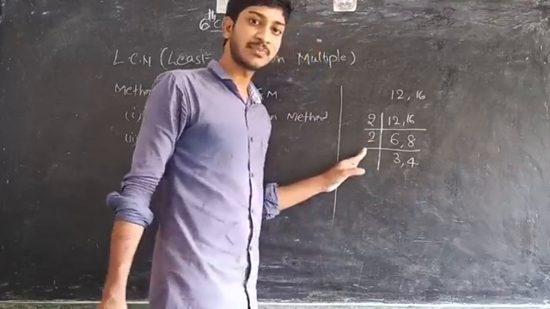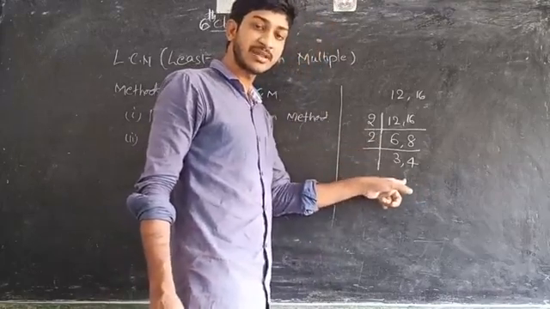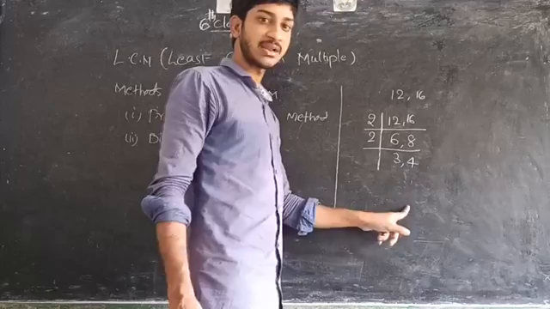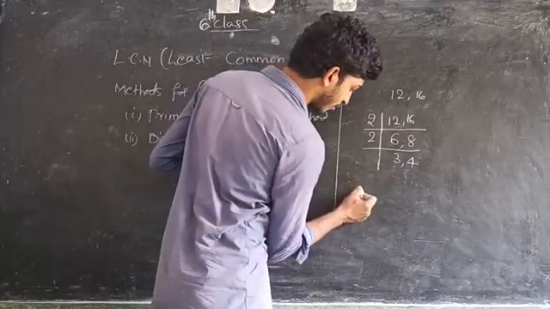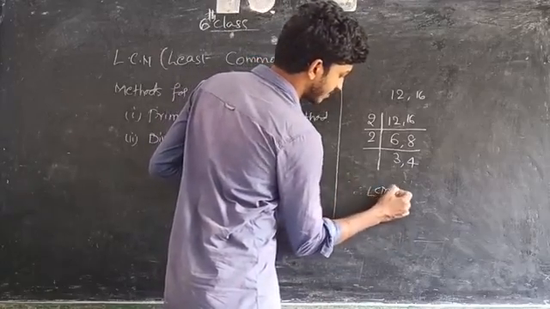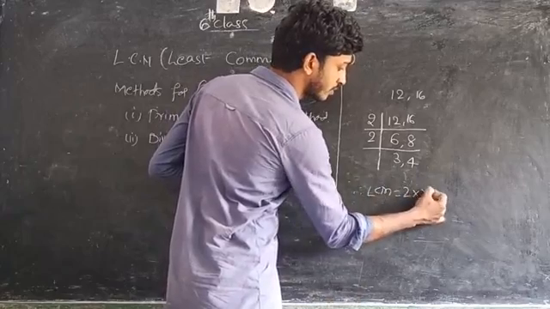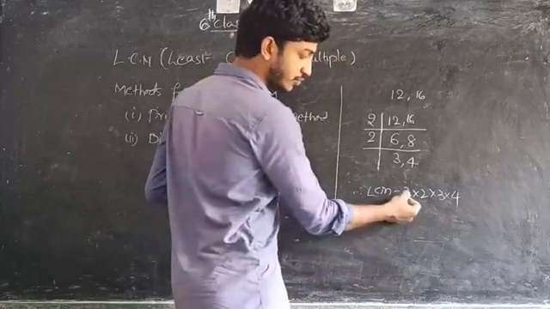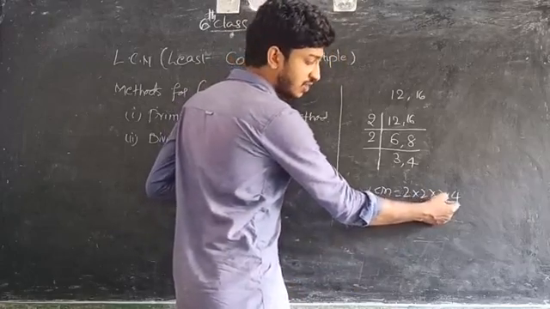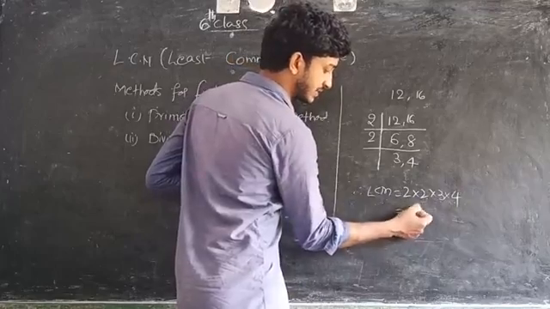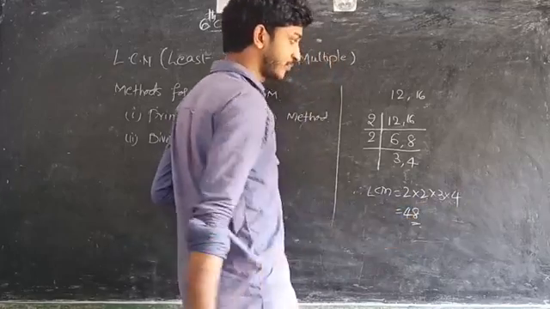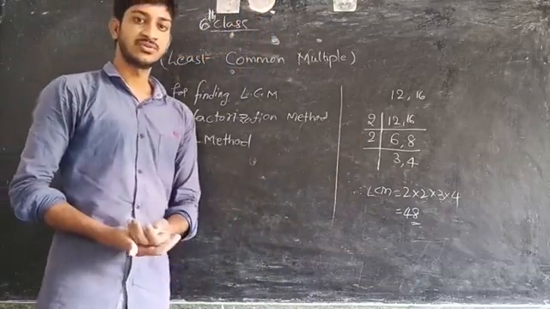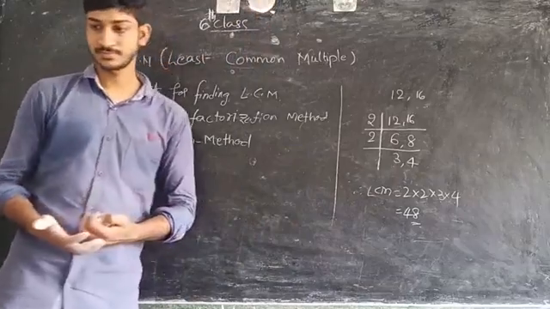Now we have to multiply the two divisors with the remaining numbers. So LCM is equal to 2 into 2 into 3 into 4. Okay, children, 2 2s are 4, 4 3s are 12, 12 4s are 48. Okay, this is the process of the division method. So let's see some more problems.